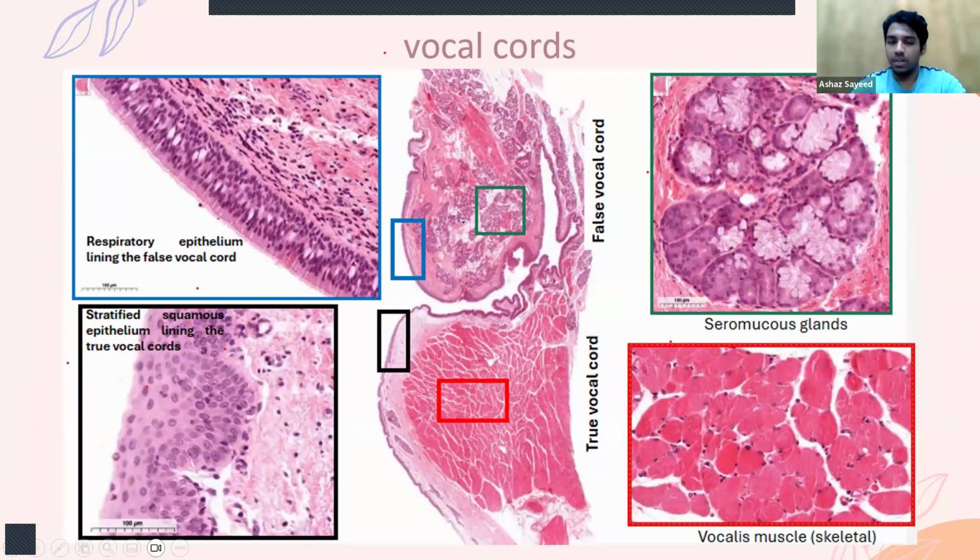It is responsible for different frequencies of voice and maintaining tension in the vocal cords. Because if this muscle fails, your vocal cords will not contract and you will not be able to talk at all.